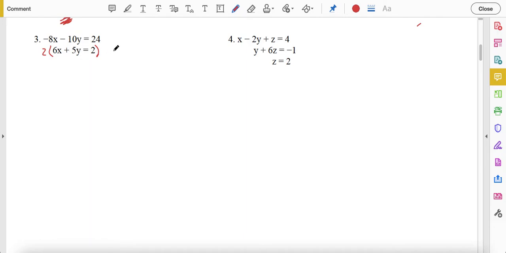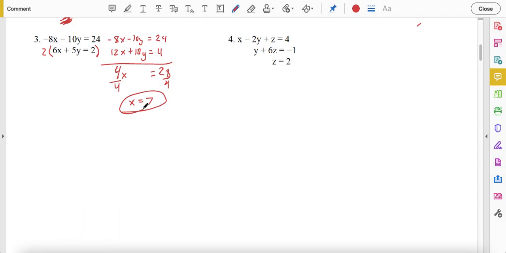So I rewrite it as 12x plus 10y equals 4. Again, notice I multiplied each one of these by 2. I'm just going to rewrite this top equation that I didn't touch. Negative 8x minus 10y equals negative 24. And now I just add the left sides and add the right sides. So negative 8x plus 12x is 4x. And negative 10y plus 10y is 0. So we don't have to write a y term. Negative 24 plus 4 is negative 20. Divide by 4, and get x equals 7.